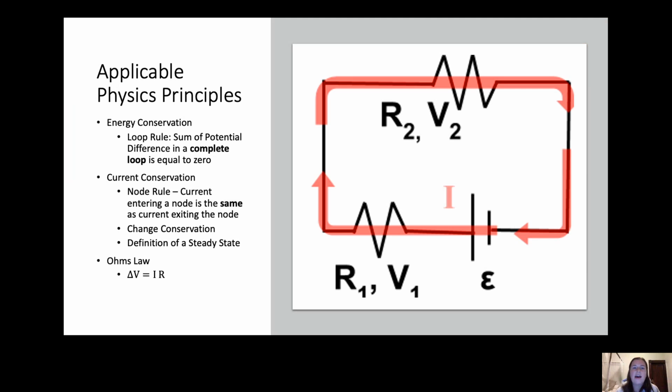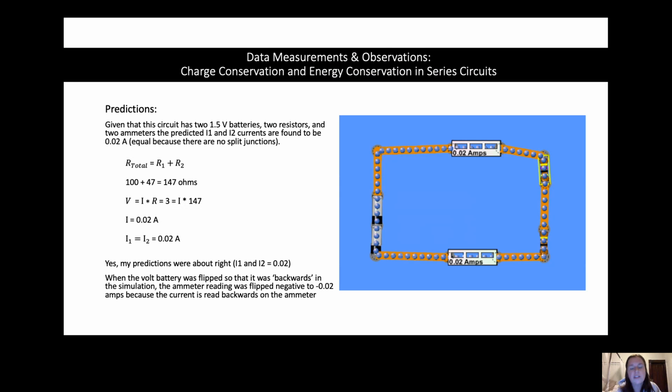their behavior. To look at the applicable physics principles for this lab, we looked at energy conservation, current conservation, and Ohm's law. Energy conservation is the loop rule: the sum of potential differences for a complete loop should equal 0. For current conservation, you're looking at nodes, and the current entering a node should be the same as the current exiting a node. And with Ohm's law, the change in voltage should be equal to I times R, which is current times resistance.